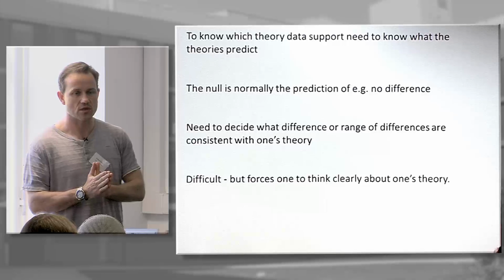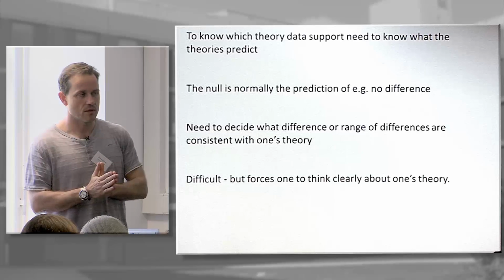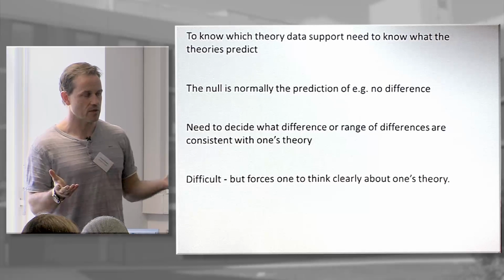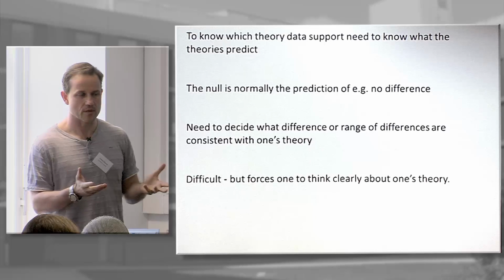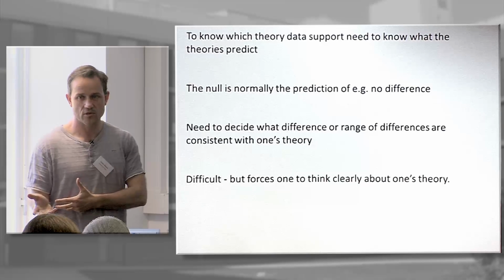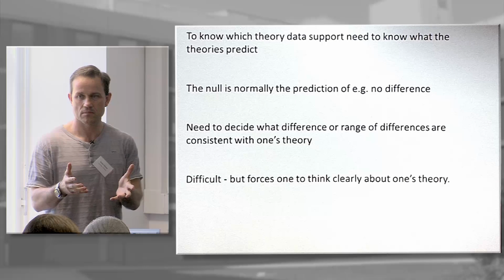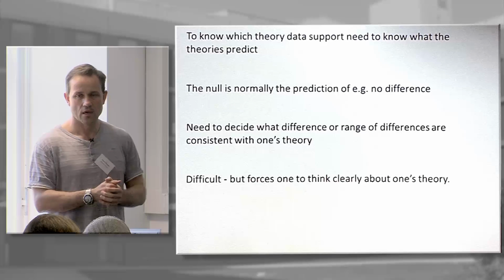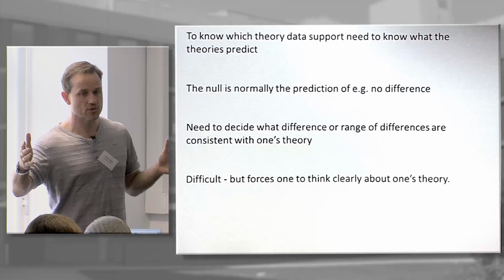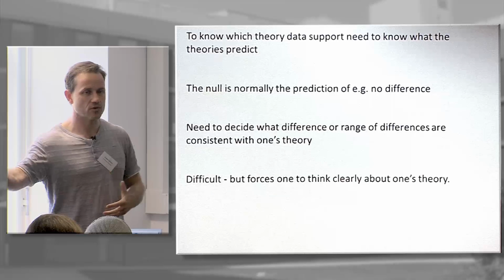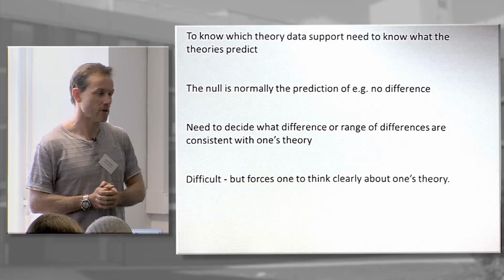So you need to say, well, I expect a difference here, but is there a maximum value to that difference? Is there a most plausible value? Is there a minimum value? What's the range of possible differences consistent with my theory? Are there some differences ruled out by my theory?